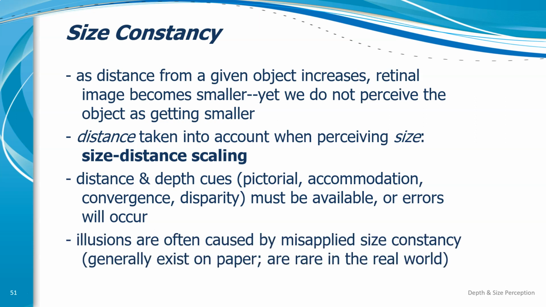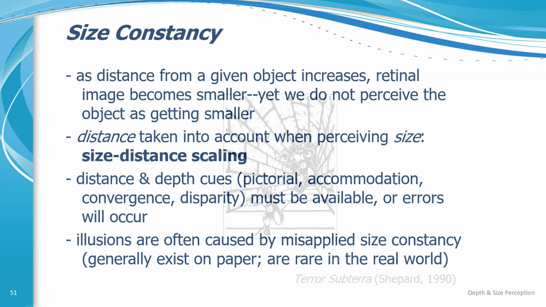Now, sometimes we can get some neat things that happen, like illusions. A lot of illusions are actually the result of a misapplication of size constancy. A lot of these illusions exist on paper, that is, they're two-dimensional. Not a lot of them exist in the real world, but we'll come back to the real world. But first, time for illusions.